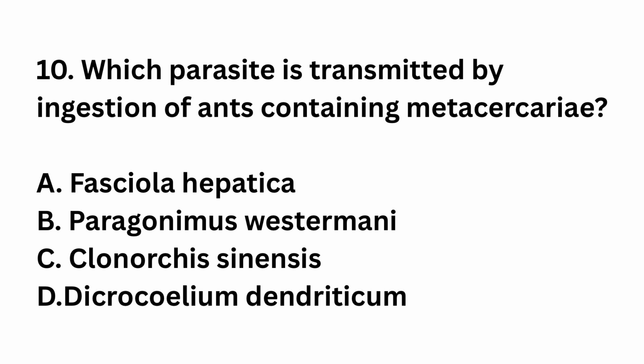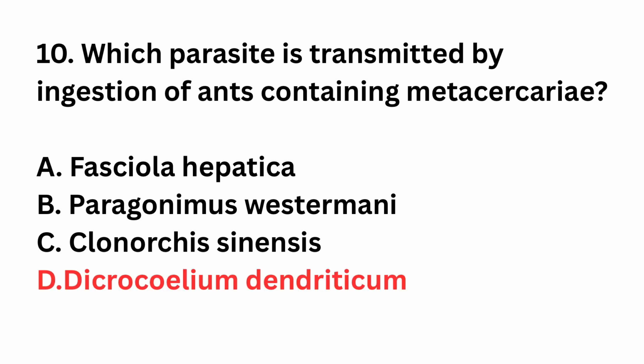Question number 10. Which parasite is transmitted by ingestion of ants containing metacercariae? Fasciola hepatica, Paragonimus westermani, Clonorchis sinensis, Dicrocoelium dendriticum. The right answer is option D, Dicrocoelium dendriticum. Lancet fluke uses ants as second intermediate host. Humans ingest infected ants on vegetation.